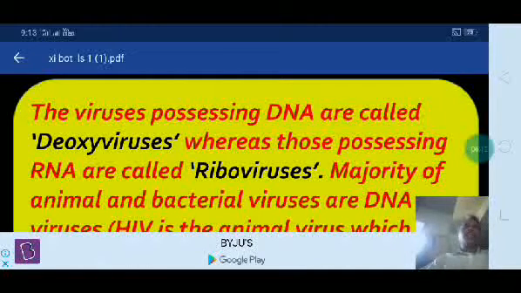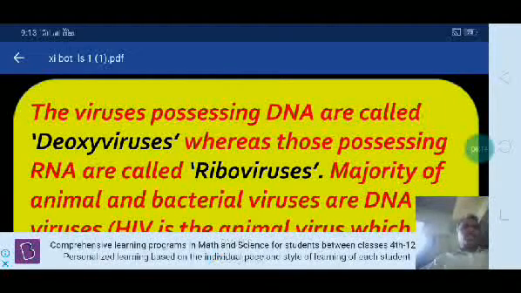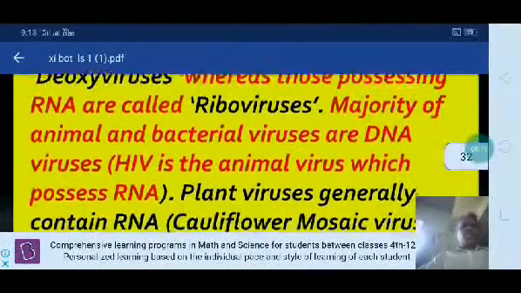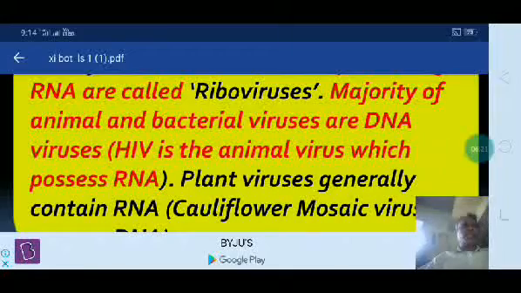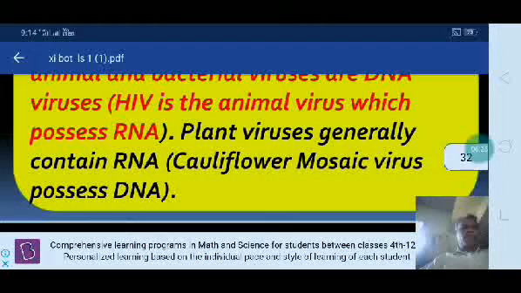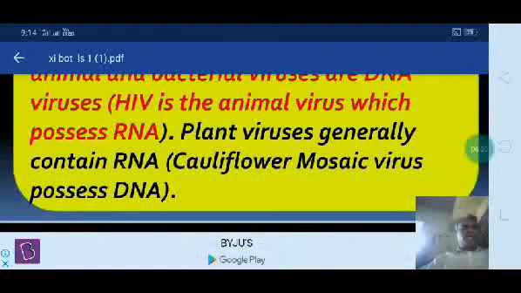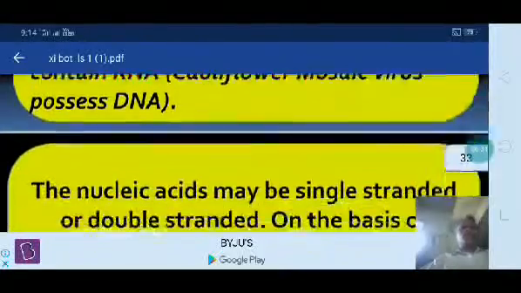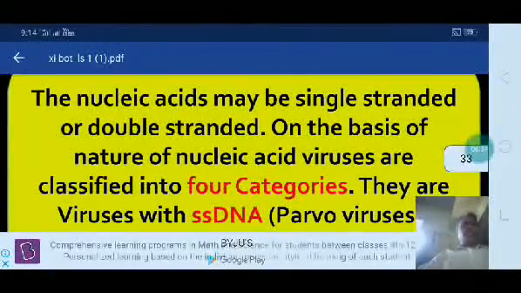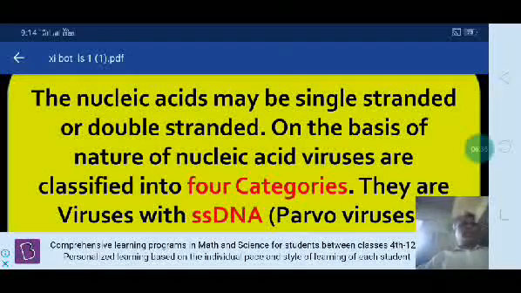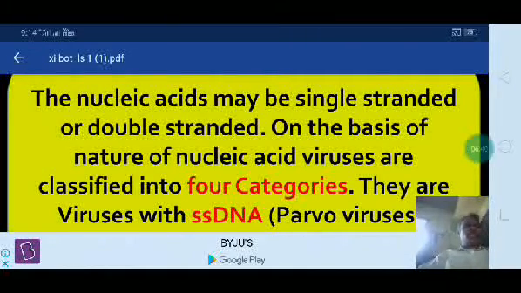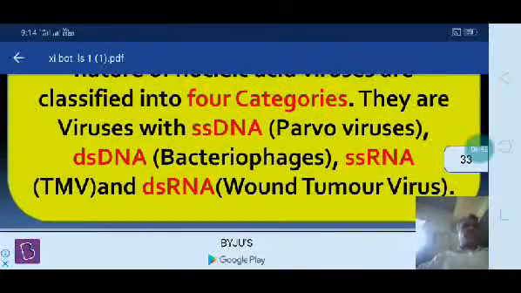Viruses having DNA are called deoxyviruses, whereas those possessing RNA are called riboviruses. The majority of animal and bacterial viruses are DNA viruses. HIV is an animal virus which possesses RNA. Plant viruses generally contain RNA, except the cauliflower mosaic virus, which possesses DNA. The nucleic acids may be single stranded or double stranded. On the basis of the nature of nucleic acid, viruses are classified into 4 categories.